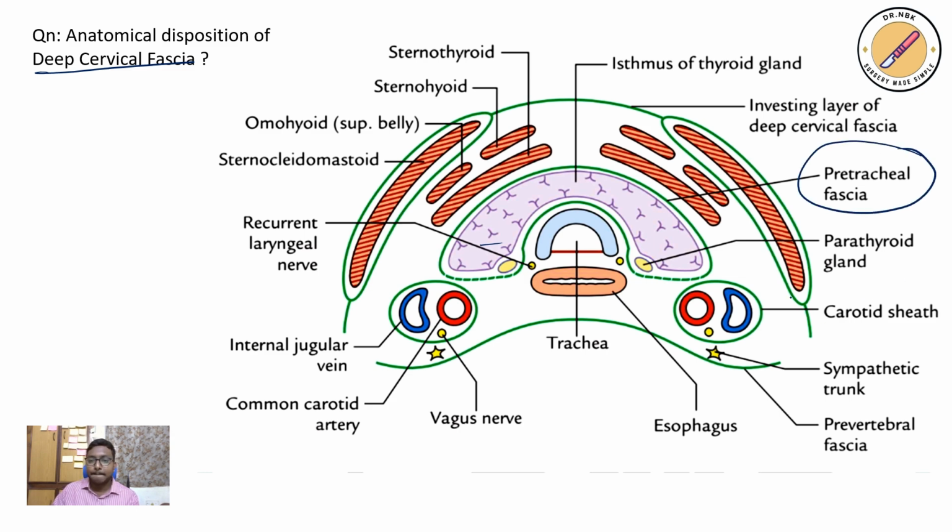The last one is the prevertebral fascia. The first one is the investing layer of the deep cervical fascia. So this is the first one. Pretracheal fascia is the second one. The last one is the prevertebral fascia.